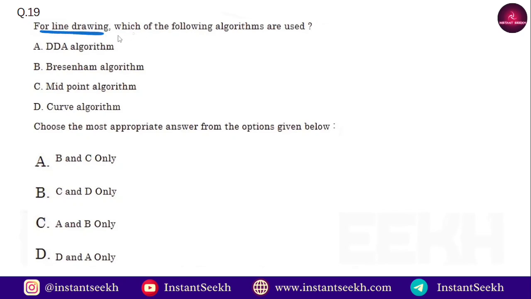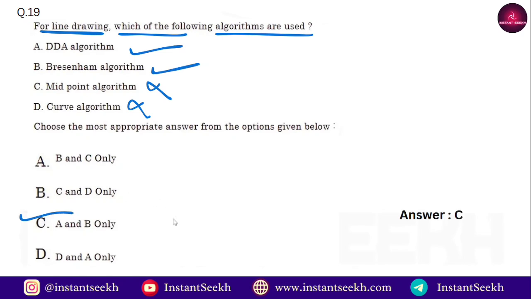For line drawing, which of the following algorithms are used? This is a question from computer graphics. You should know DDA is one of the algorithms used for line drawing. Bresenham is also a line drawing algorithm. Midpoint is for circle and ellipse, so this gets eliminated. Curve, as the name suggests, is for Bezier curves. So options A and B only are your right answer. That is option C. Answer C is your correct answer. Let's move on to the next.